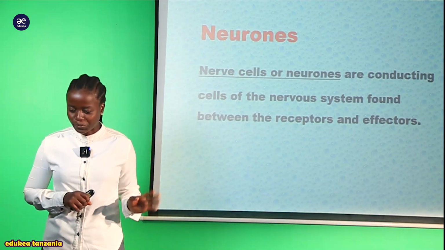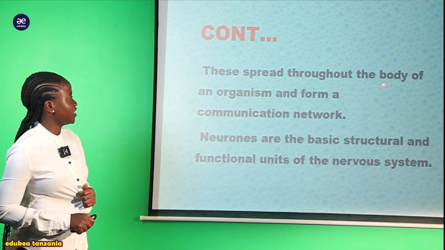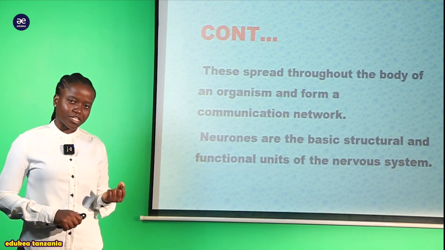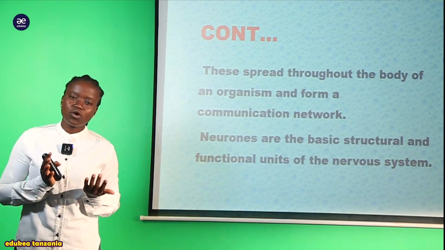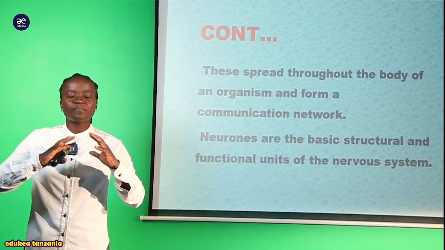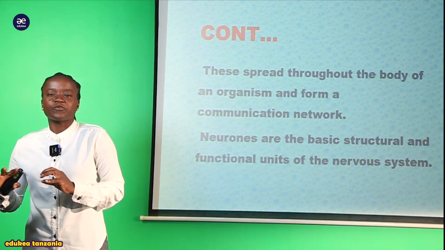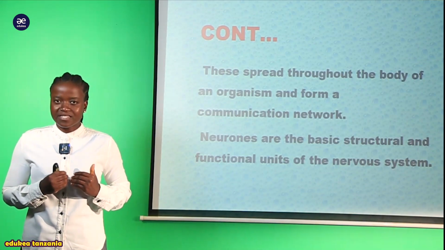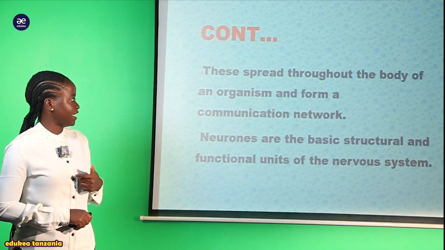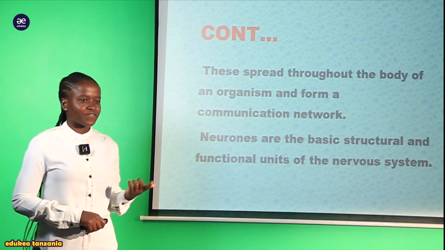That is the neuron. But also we are saying that these are spread throughout the body of an organism and form a communication network. So this nerve cell or this neuron, they are spread out throughout all of the body of an organism so that it can transmit any kind of information that the body can receive. So that is nerve cell, and we are saying that neurons are the basic structural and functional unity of the nervous system.